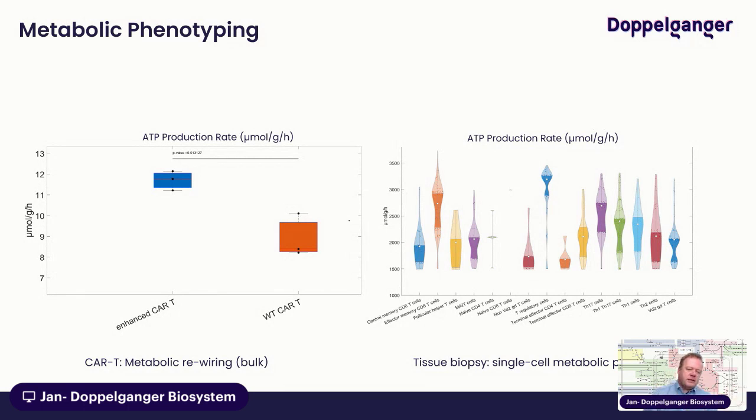On the right side, you see T lymphocyte subpopulations. Again, we look at ATP production rates, always determined in gram per hour.